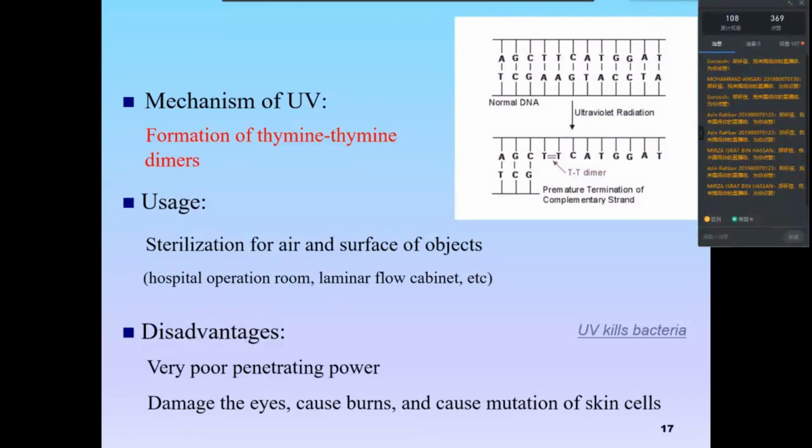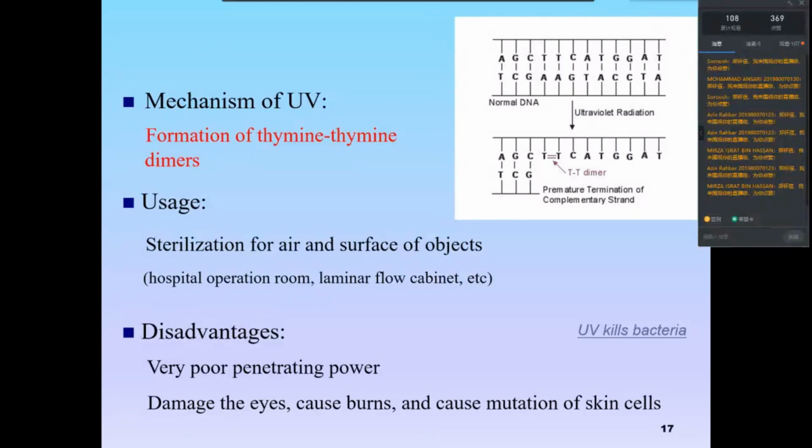It can damage our eyes, it can cause burns, and cause mutation of our skin cells. So that's the dangerous side of UV light. So you don't want to expose yourself to UV light for a long time. When you go outside to play in the playground, or if you go on a tour, make sure that you bring your sunscreen with you and apply it frequently to protect you. So that's the UV light and the effects of UV light on both humans and microorganisms.